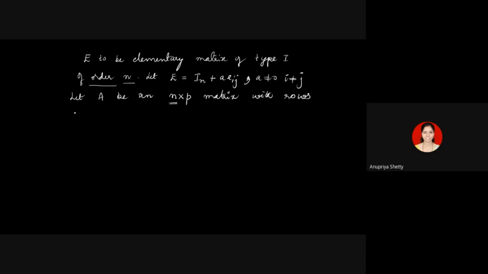Let me denote the rows as R1, R2, etc., Rn. How many rows? N rows. So the first row is R1, the second row is R2, etc. The last row is Rn, n rows.